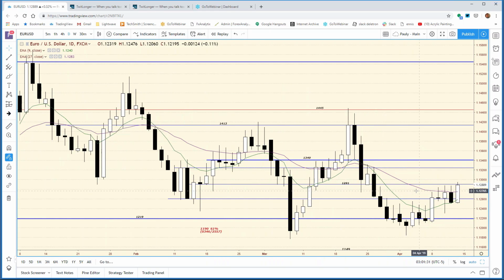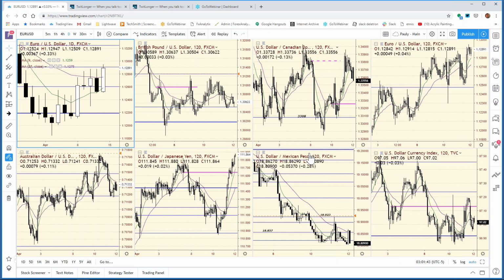So here we are pressing up against this 1291, and we saw that jump up here in the Asian session, and we haven't done a whole lot with it since then. We kind of backed off a little bit and are just sitting around here, but that's a very key area, this 1291. Cable is relatively quiet here.